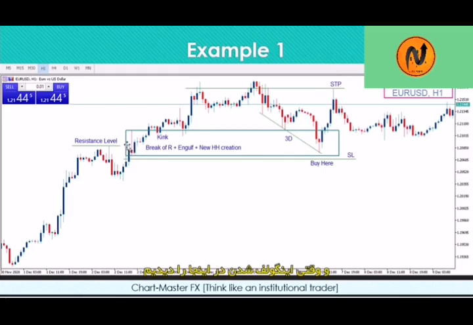Once we saw an engulfment here, the last condition was to wait for the break of this higher high. The price managed to break this higher high. Once you see this happening, you will be waiting for the price to come back. Once this condition has been met, you will know that more likely the price is to cap and go down.